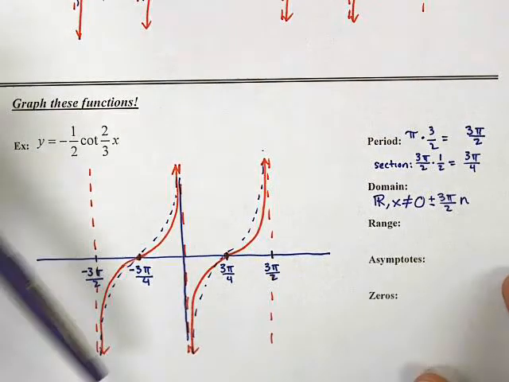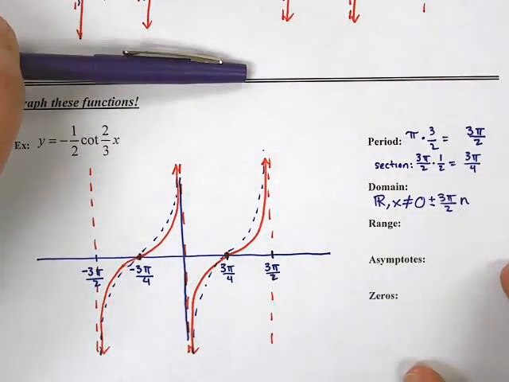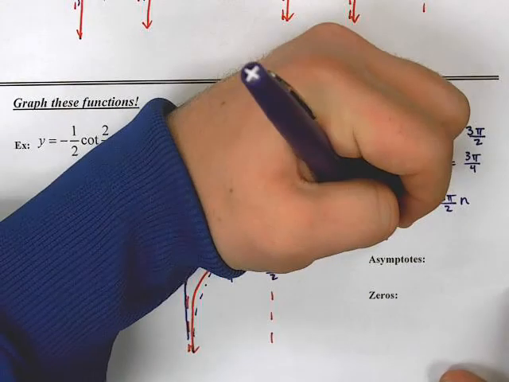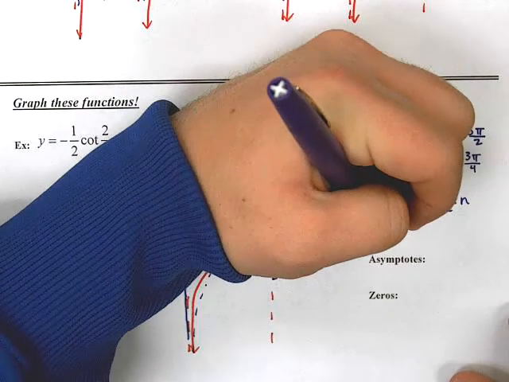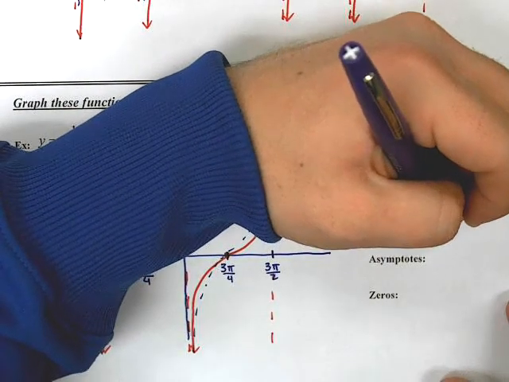For range, let's think about this. It goes down forever. It goes up forever. There's never a place where it doesn't equal a y value. So you can either give me all real numbers, or you can say negative infinity to infinity, your choice.